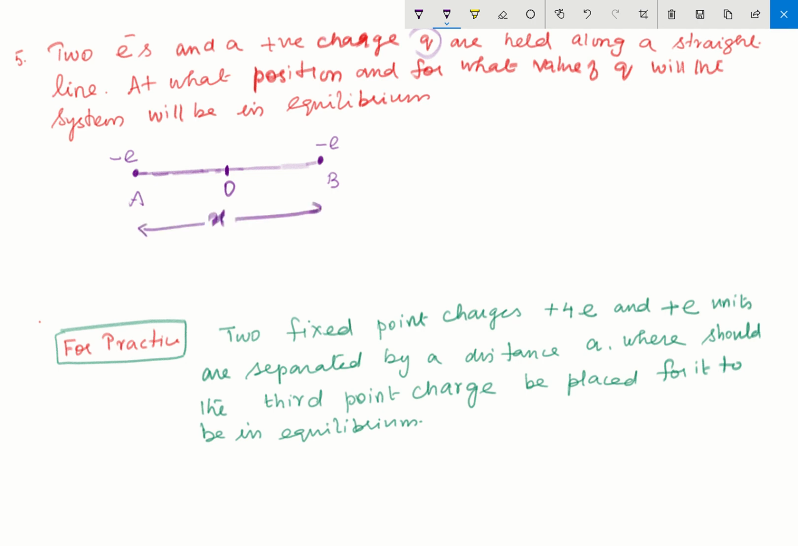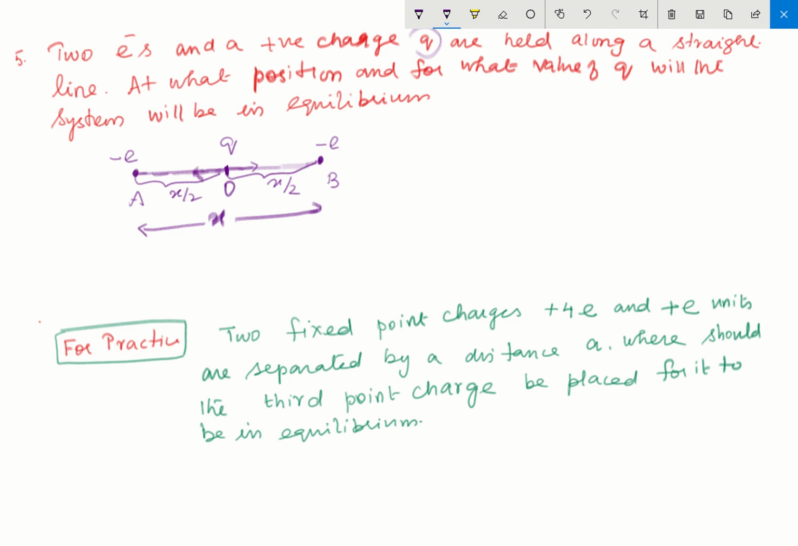Therefore, your charge Q has to be kept exactly at x by 2 from A. The distance between E and Q is x by 2, and between Q and minus E at B is also x by 2. Therefore, the force at Q due to A will be attractive, going in this direction. And due to B, once again it is minus E, and therefore it will go in this direction. Both values will be the same because the charge is the same and the distance is the same. Therefore both forces are equal and opposite.